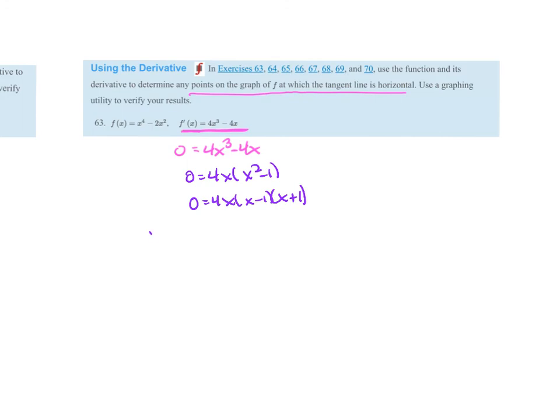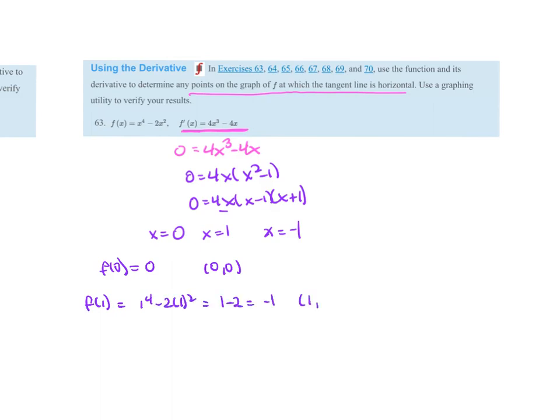So there are 3 points at which the slope equals 0. So x equals 0, x equals 1, and x equals negative 1. So there are 3 points on this graph where the tangent line is horizontal. So then you find the y value. So f of 0, plug it in. That's going to be 0. So one of those points is 0, 0. Then you plug in 1. So 1 to the 4th minus 2 times 1 squared. So that's 1 minus 2, or negative 1. The last one is f of negative 1. So negative 1 to the 4th minus 2 times negative 1 squared equals 1 minus 2, which is still negative 1.